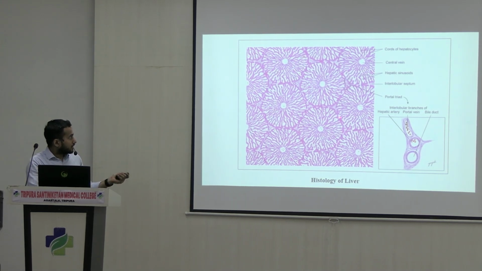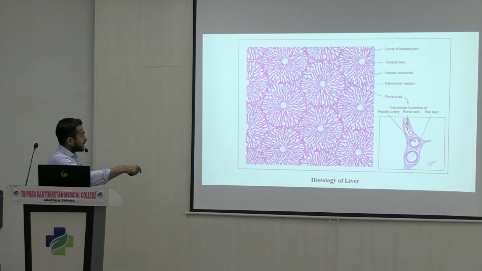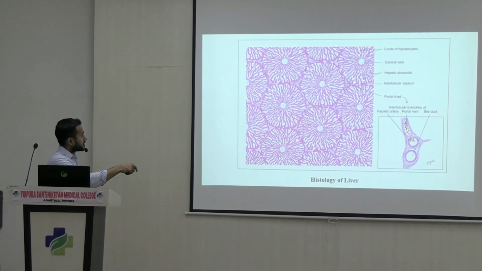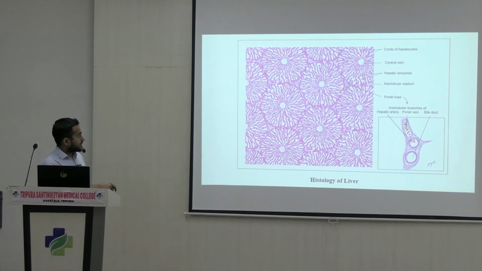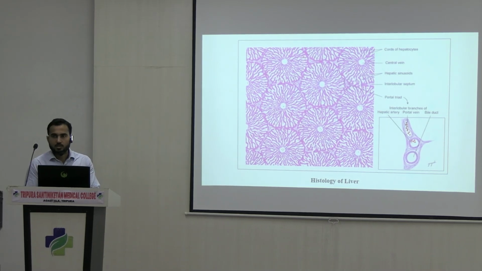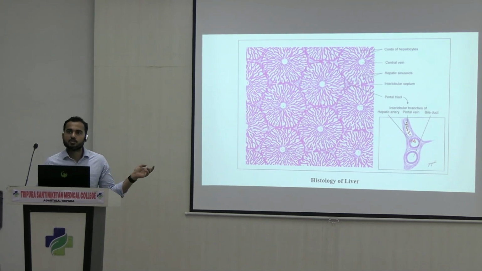Then some part of the septum can also be seen. Then at angular intervals, you can see the portal triads. See, this is the portal triad. Now what is present inside the portal triad? For that you have to go for higher magnification. Under high magnification you can see the structures of the portal triad. So this is the schematic diagram of the histology of liver under low magnification.